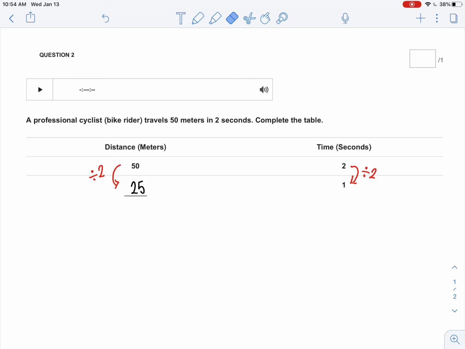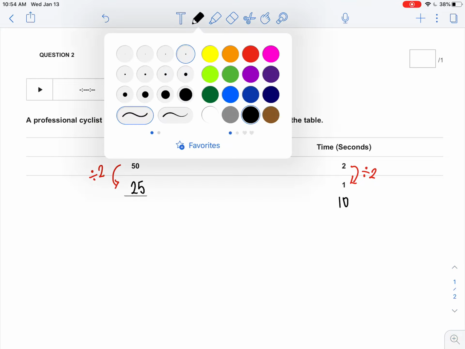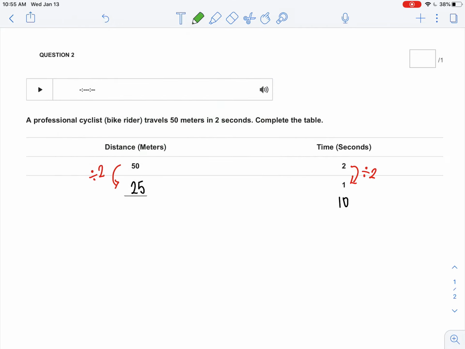Now let's just say that in your table, instead of having a smaller number like 1, you were given a larger number, like let's say the number was 10. You would follow a similar process, and you could use either the 1 or the 2 now that we have 2 equivalent ratios. But instead of using division, this time we would be using multiplication. So I know that 2 times 5 is 10, and I know that 50 times 5 is 250 meters, and that means that I have an equivalent ratio.